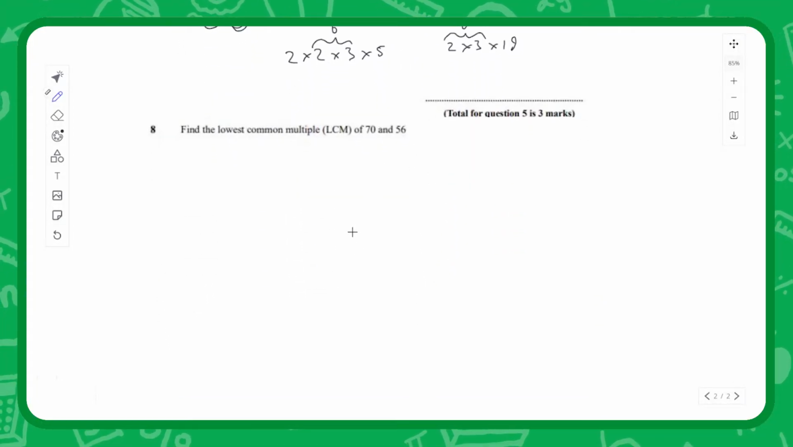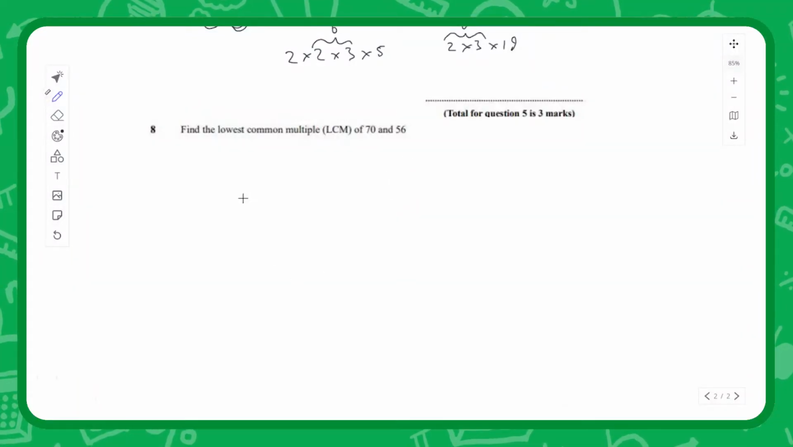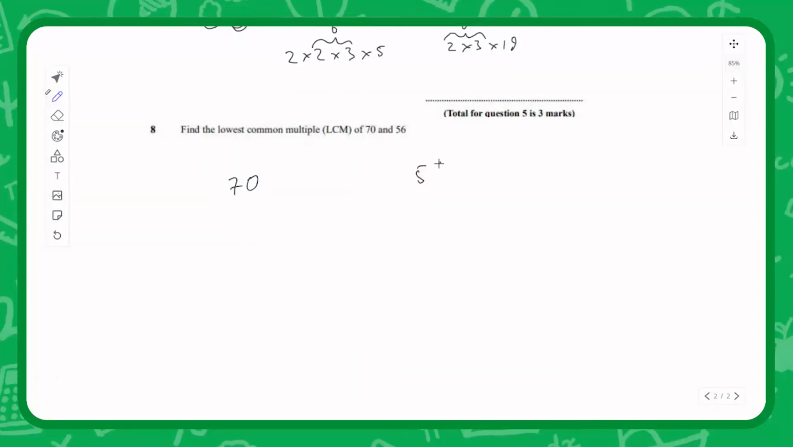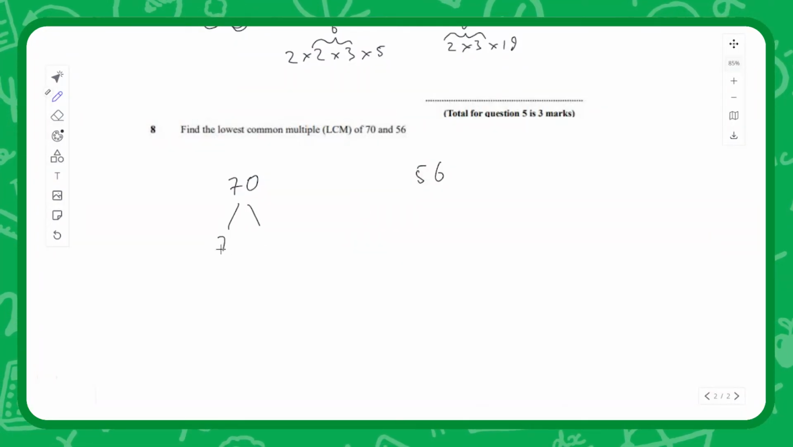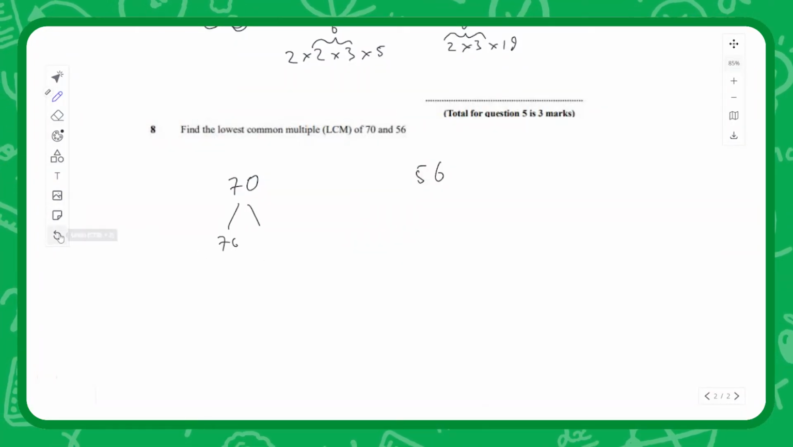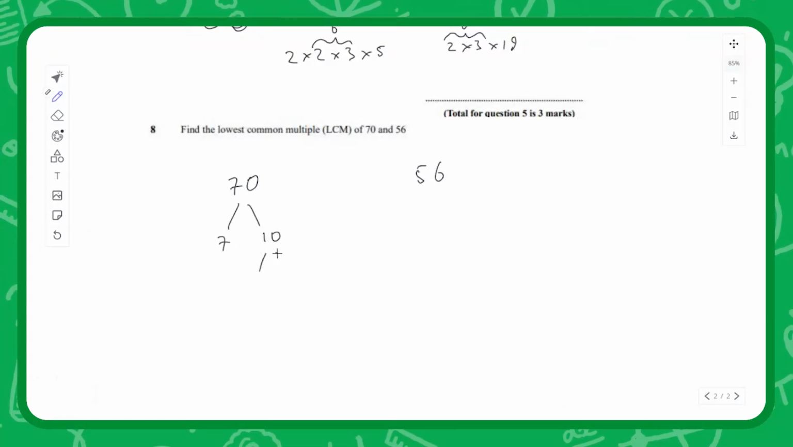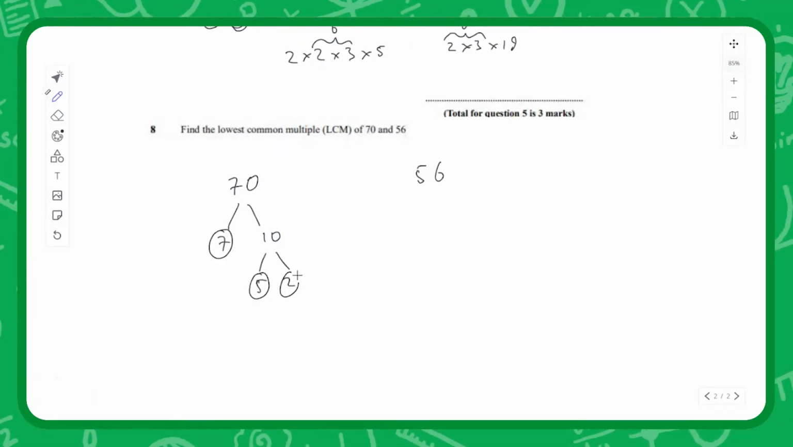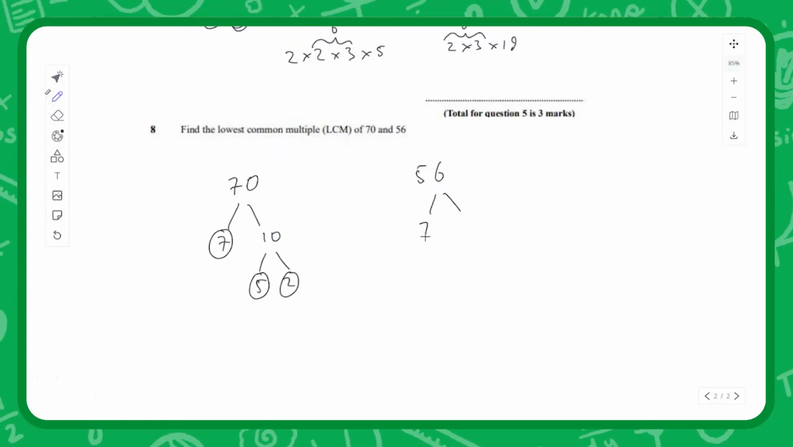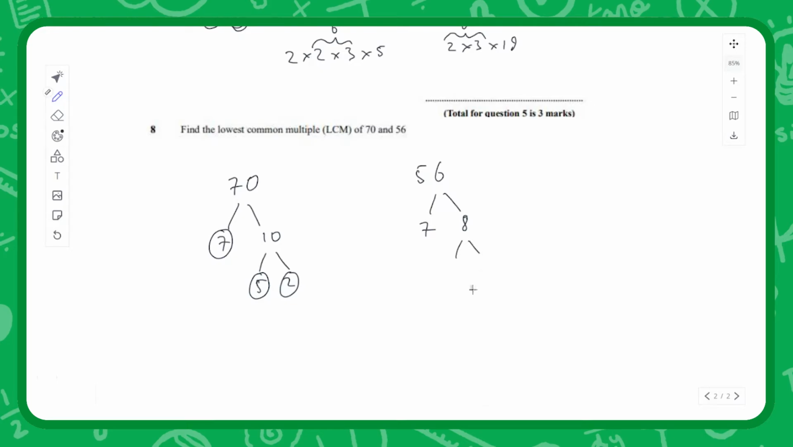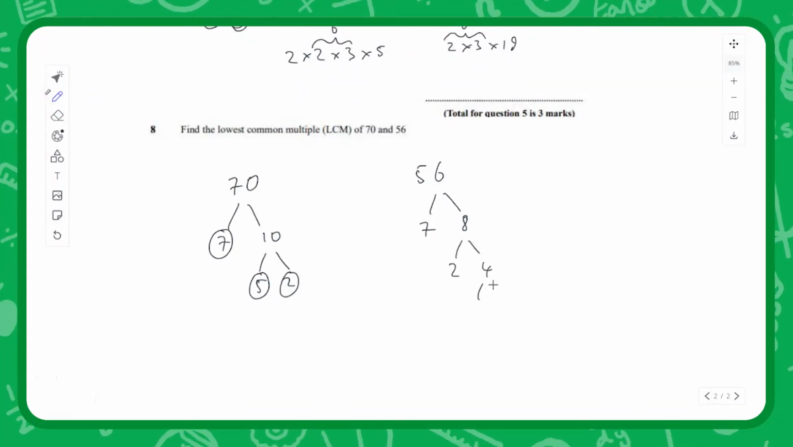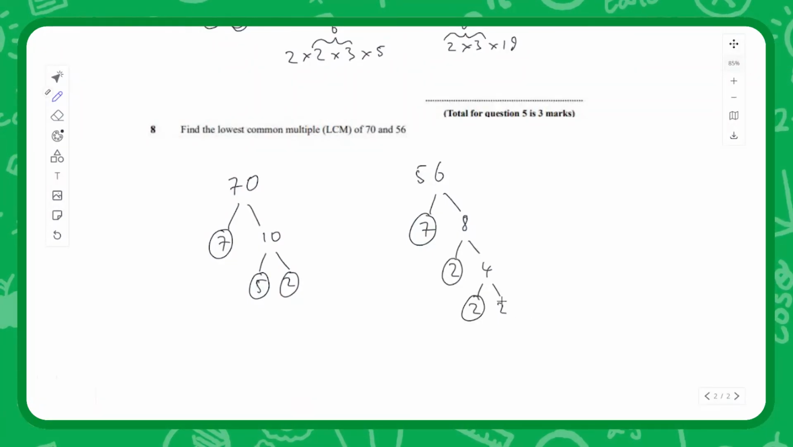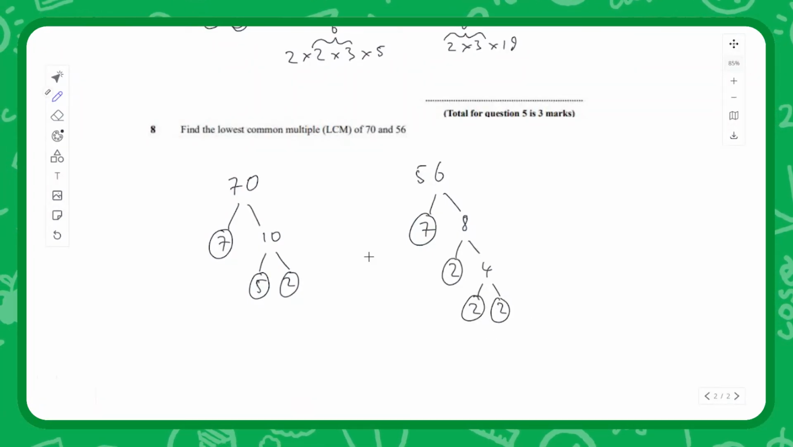Right, final question. Finding the lowest common multiple between 70 and 56. So again, we're going to start off doing the prime factor trees. Again, you'll see why in a second. This is going to give me 7 and 10, and that in turn is going to give me 5 and 2. And because 7 is prime, that's the end of that branch. Likewise, 56, I can get 7 and 8, I can get 2 and 4, and I can get 2 and 2. So those are my prime factors that I can times together to get 56.